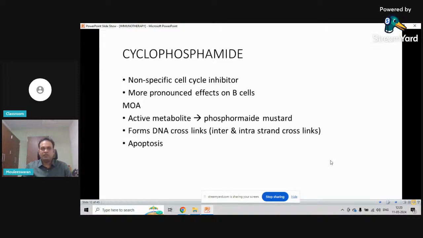Next one is cyclophosphamide. As we went through in the previous slide, it is a non-specific cell cycle inhibitor, inhibiting all phases of the cell cycle, and the effect is more pronounced on the B cells than the T cells. The active metabolite of this agent, phosphoramide mustard, forms DNA cross-links, thereby accelerating the apoptosis of the cells.